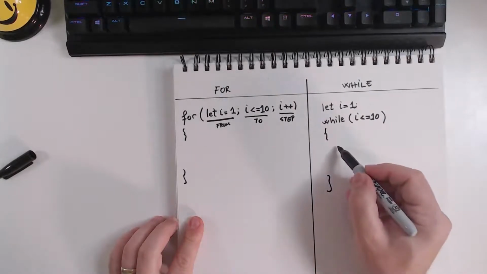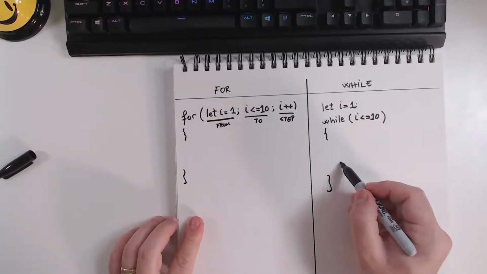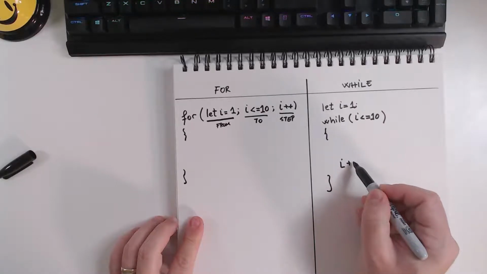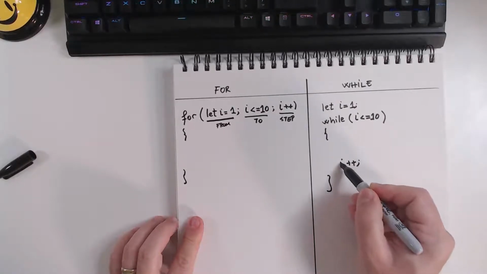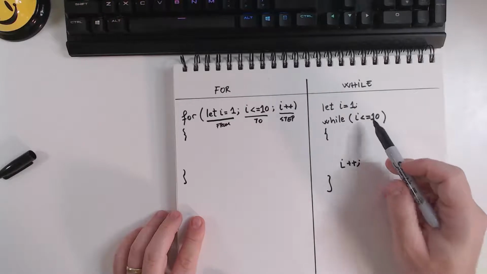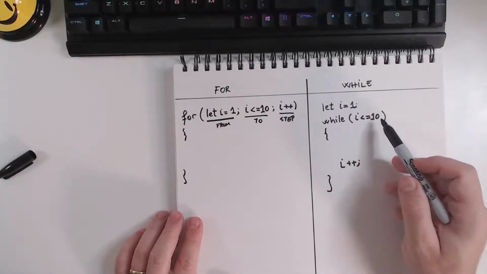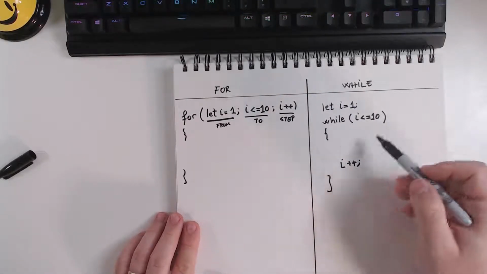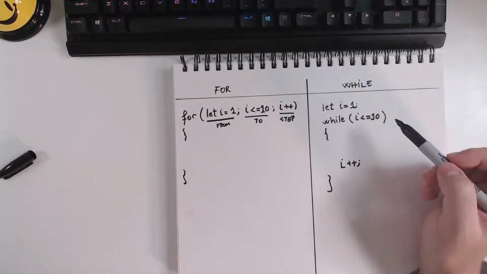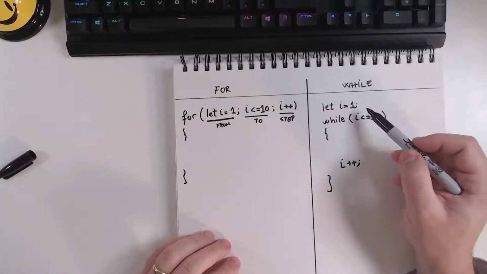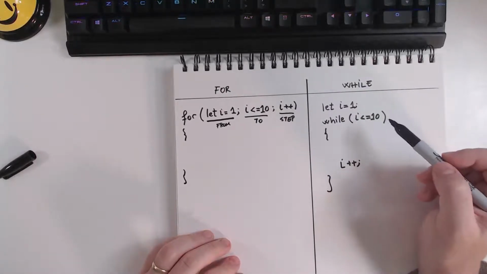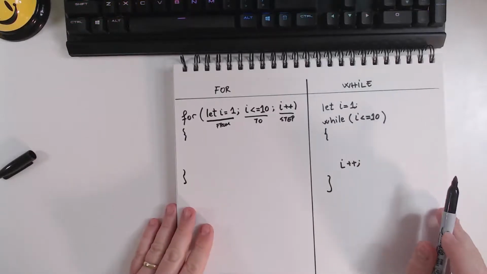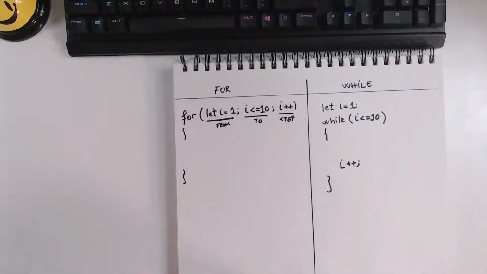Here we do whatever we want to do, but we have to not forget to actually increment or alter the i variable in some way so that this condition will become false at one point. Otherwise, the block will execute as long as this condition remains true. And if this condition remains true, the block will execute forever, which is basically an infinite loop, and that causes our browser to crash.